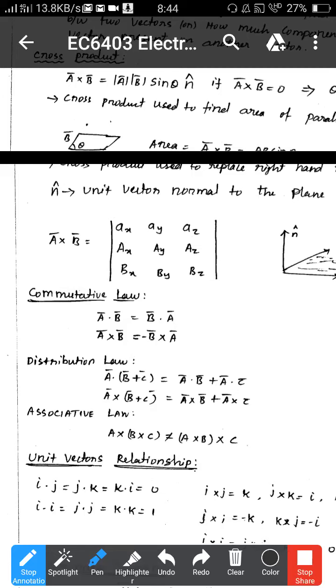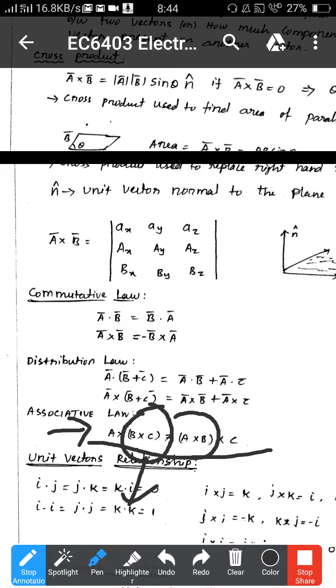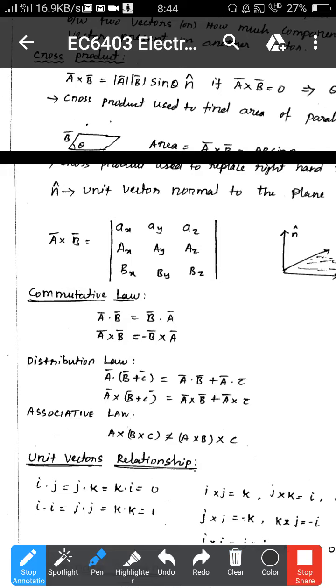So what is meant by associative? Whenever I have a minimum of three variables, suppose in this case only three. First, I do the cross product of B and C, then I do the cross product with A, and I will get some answer. Otherwise, first I do A and B, then I do it with C, and I will get some other answer. So both are not the same. Please take some vectors A, B, C as an assignment and try to prove this. Take some random three vectors.